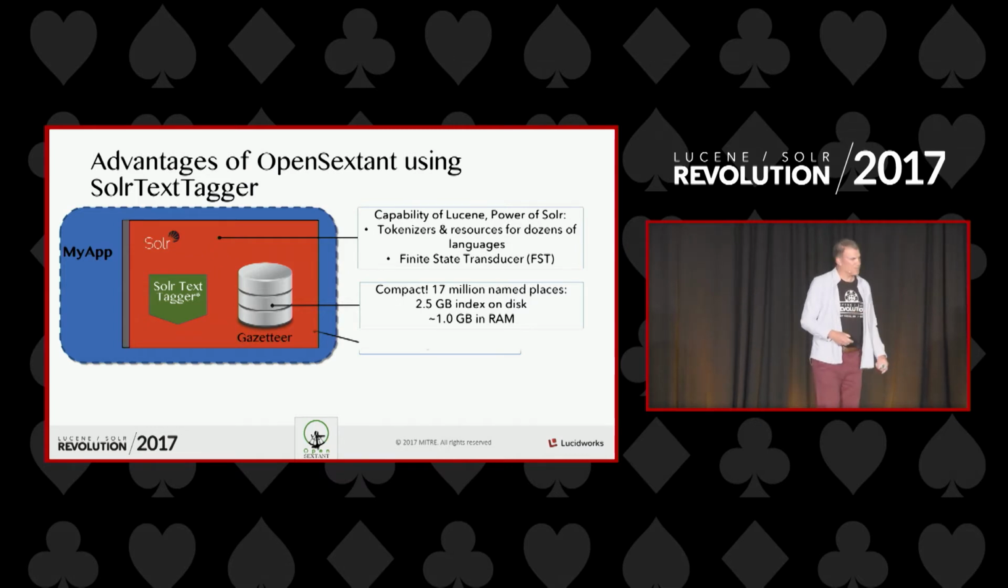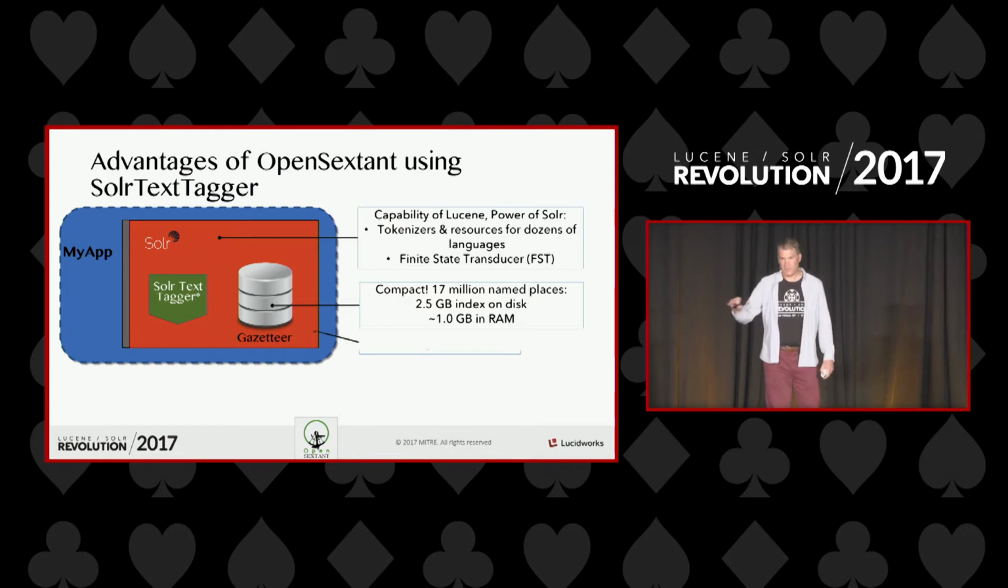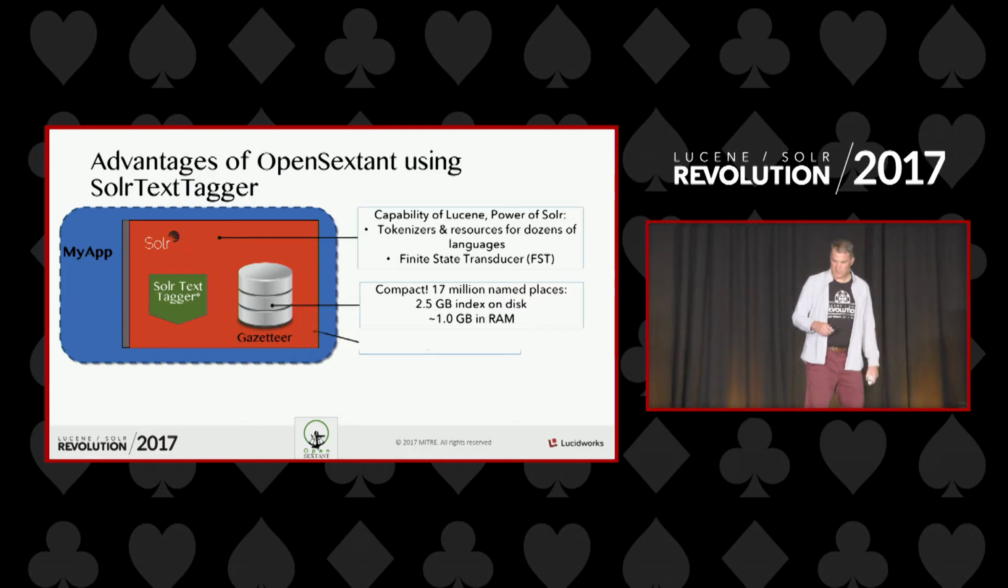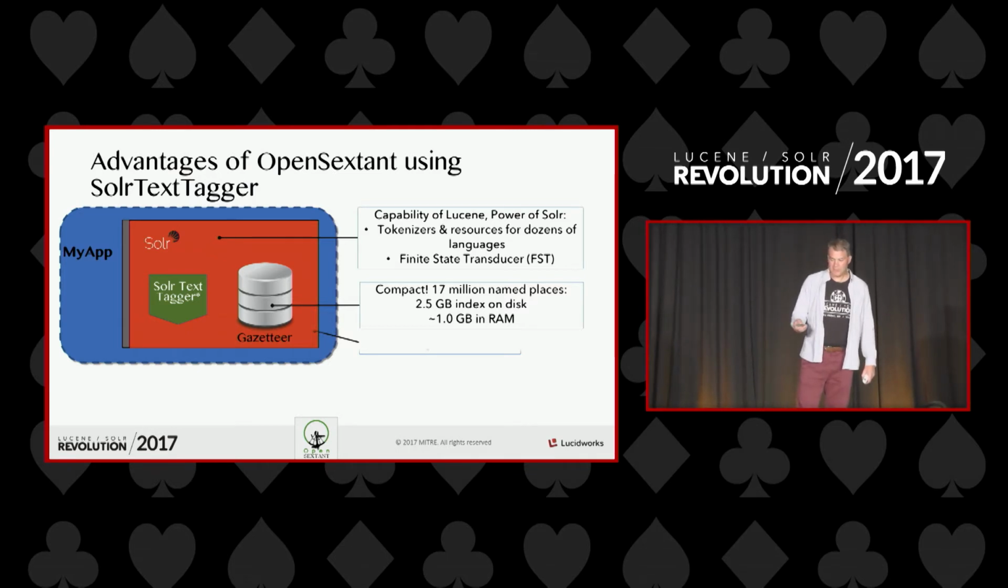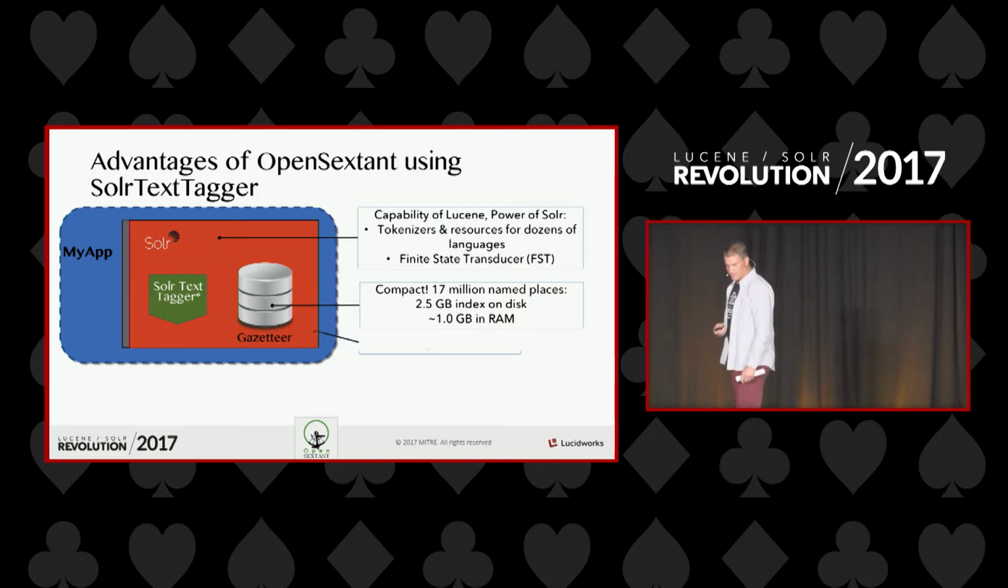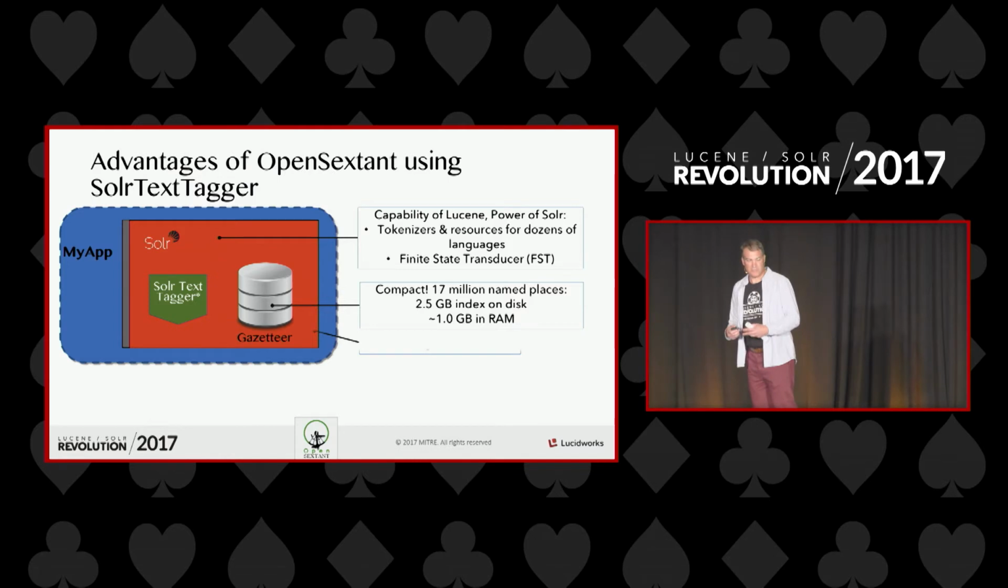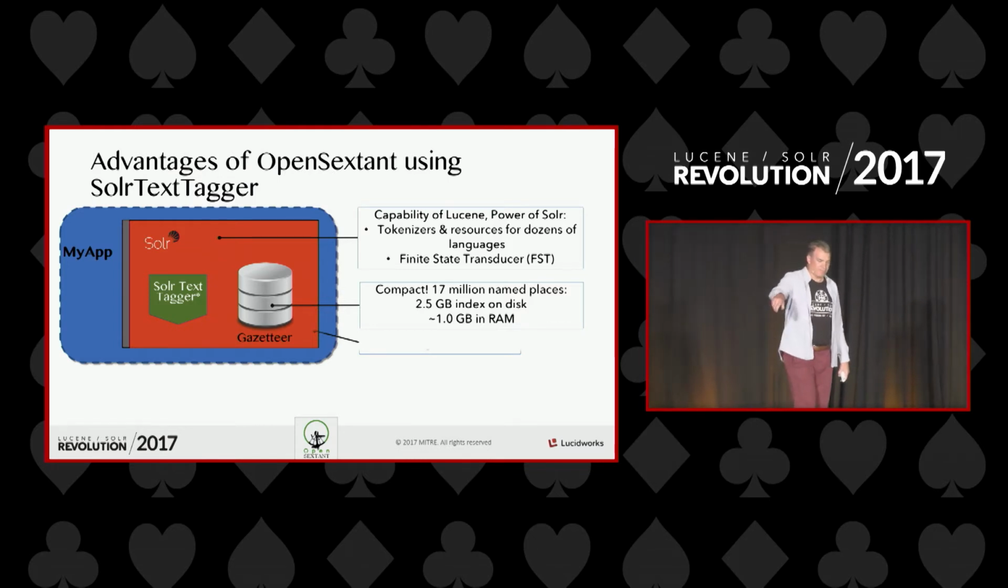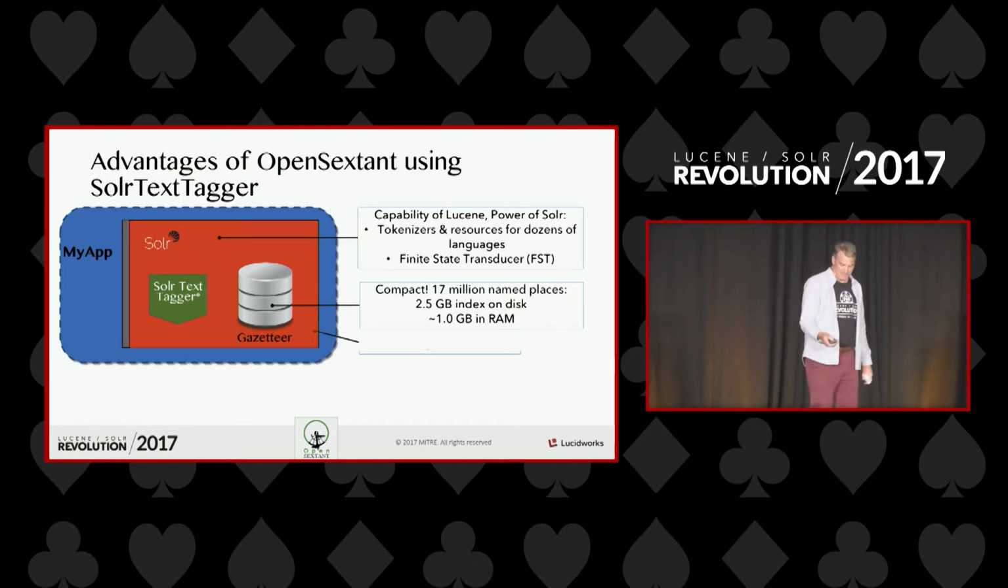David has a 2013 talk from a couple years ago all about the Solr text tagger and finite state transducer. Very good. It's online. Please take a look. It's compact. The gazetteer, those 17 million names, is under 3 gigabytes, all said and done. And in memory, that thing just loads up in about a gig of RAM. And it's fast.